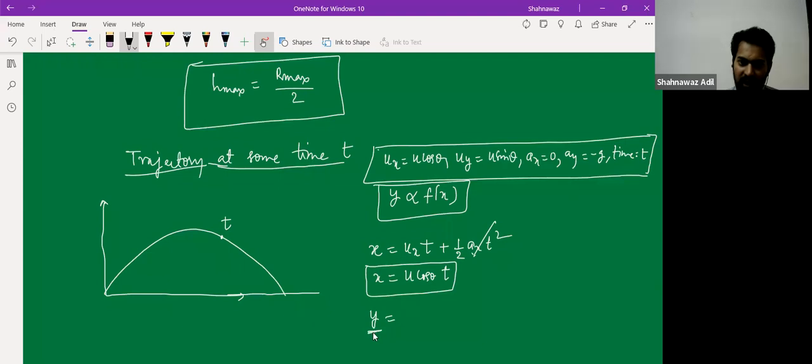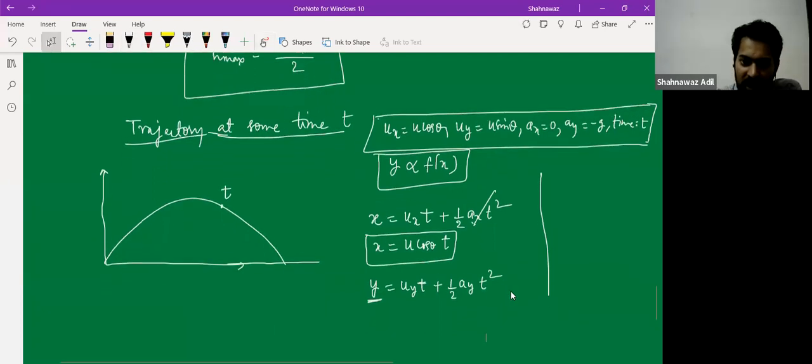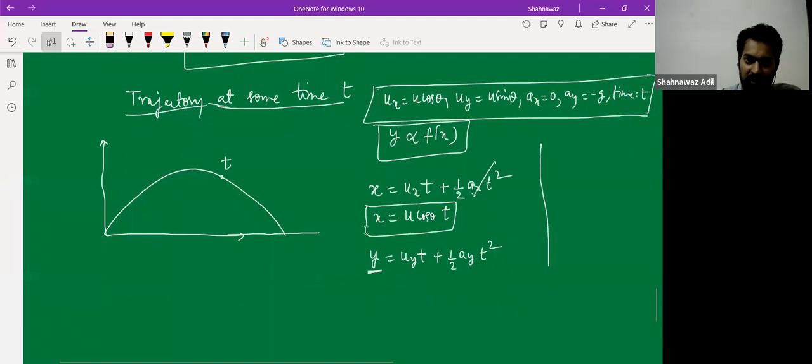The vertical distance. U sin theta into t. Yes. This will be uyt. First, let's try it in this way. This will be uyt plus half ay t square, right? Okay. And now put the values of uy, ay.